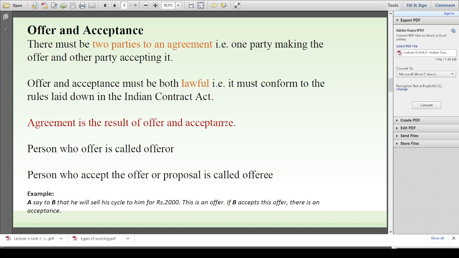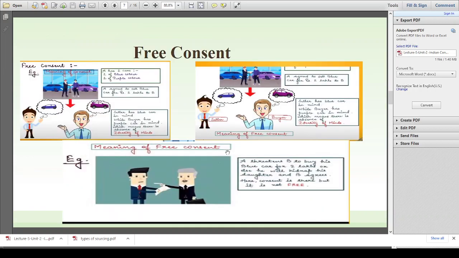So these are the two main pillars which we consider. We can say they are the pillars of a valid contract: valid offer and valid acceptance. So a minimum of two parties should be there in a contract: one offerer and another, the offeree. Next is free consent.